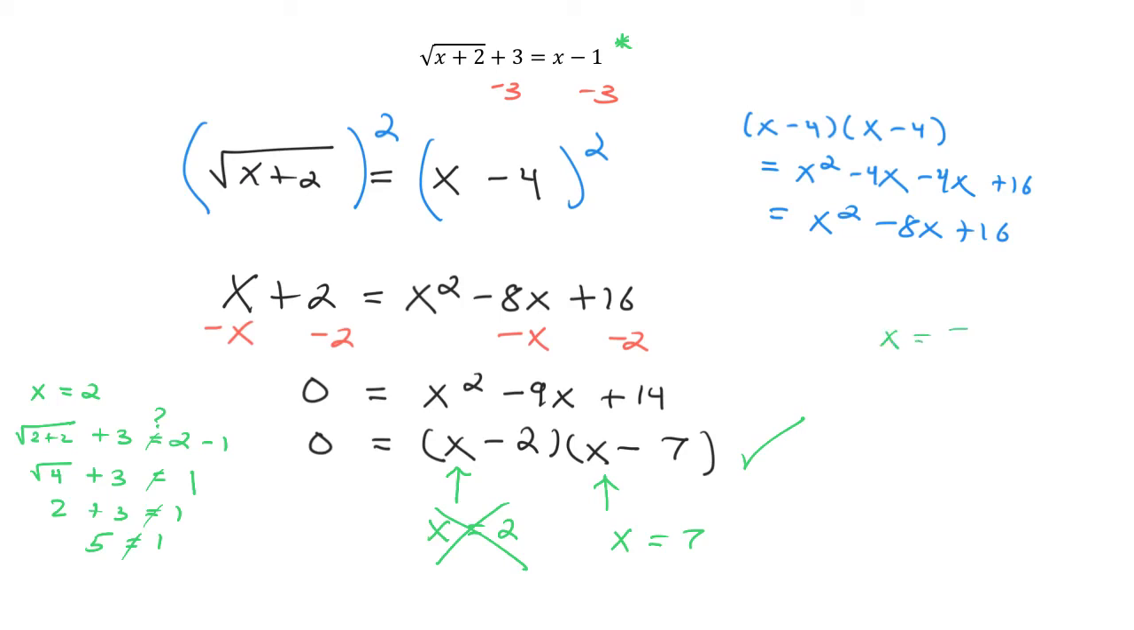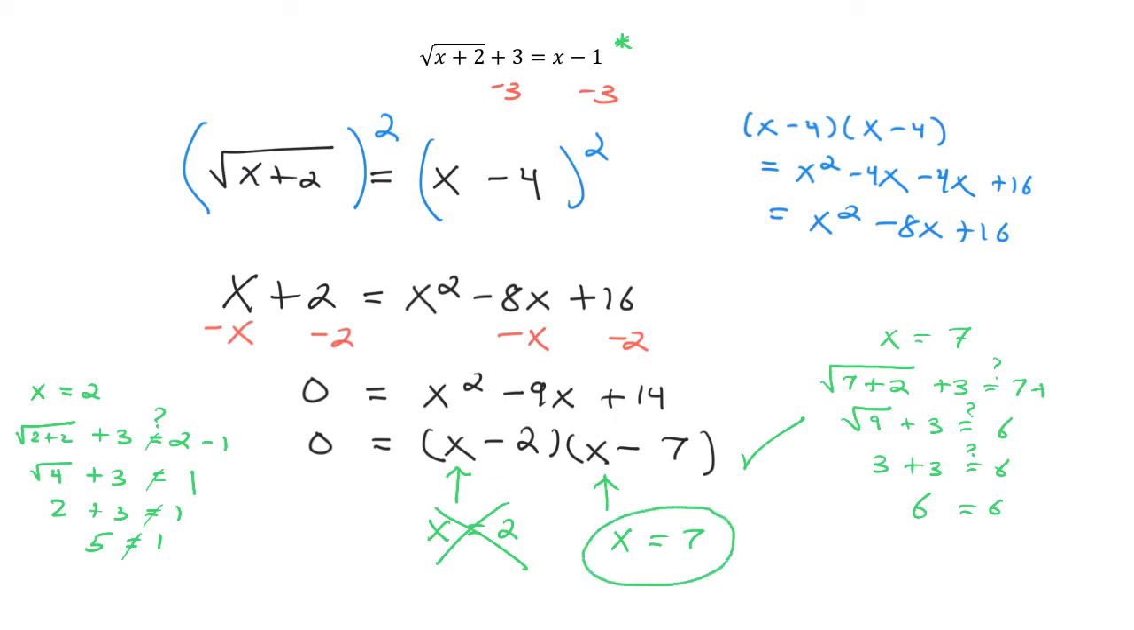Does x is equal to 7 work? That's the square root of 7 plus 2 plus 3. Is that equal to 7 minus 1? That's the square root of 9 plus 3. Is that equal to 6? The square root of 9 is 3. And this does. I get 6 is 6. That is in fact a true statement.